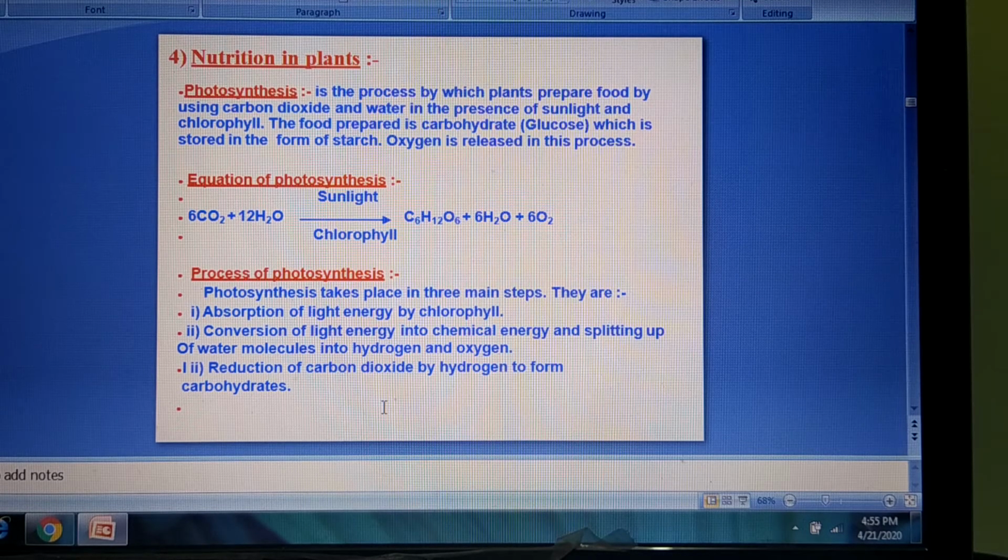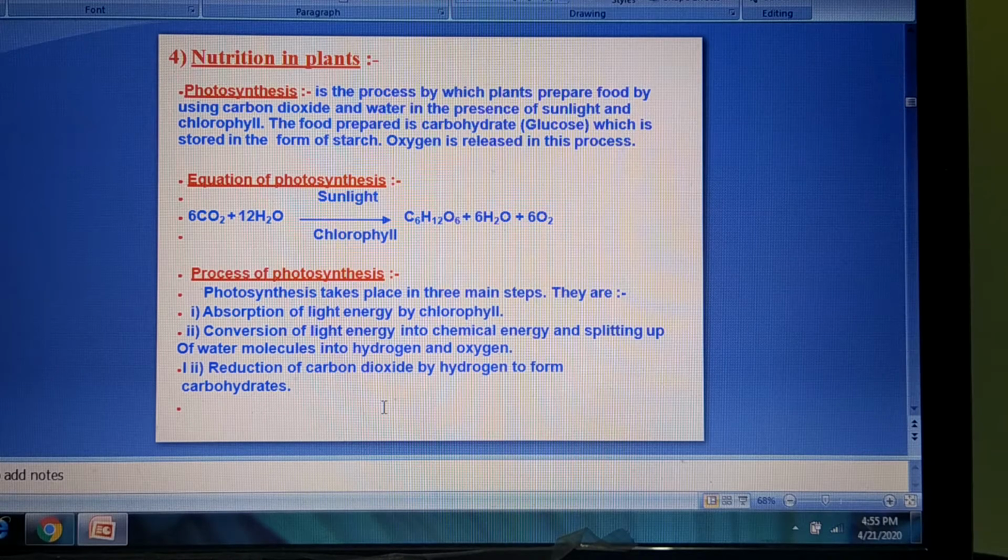So, what are the three main events in the process of photosynthesis? Three main steps are there. The first one is absorption of sunlight by chlorophyll. Whatever equation we have seen is not happening all at a time. It is happening step by step. The first step is absorption of light energy by chlorophyll.